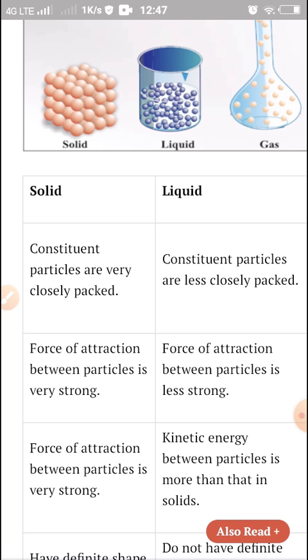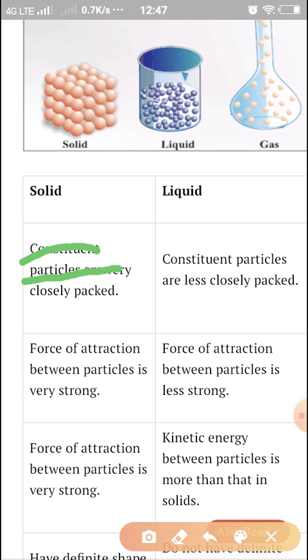Solid. So what is solid here? Constituent particles are very closely packed. Tightly and closely packed. If they are closely packed, they would be tightly packed. These are linked with each other.